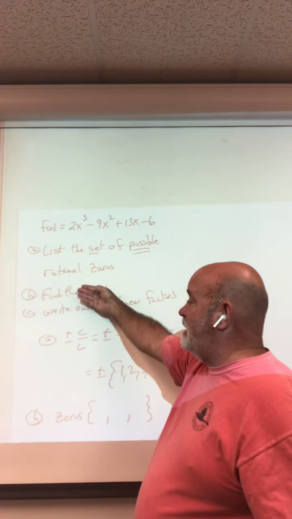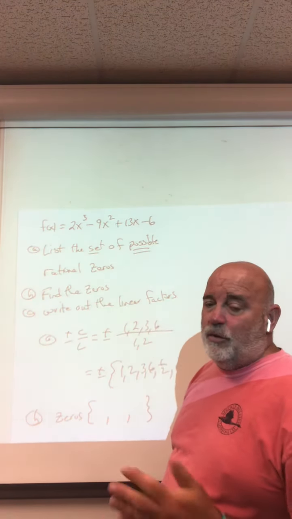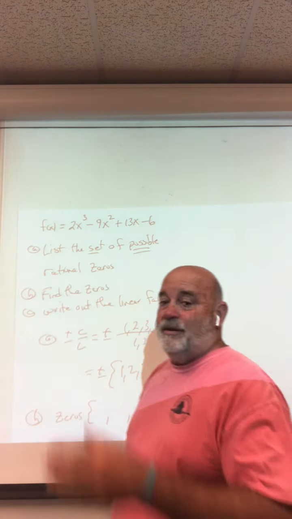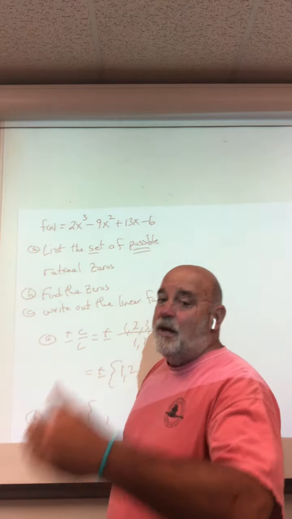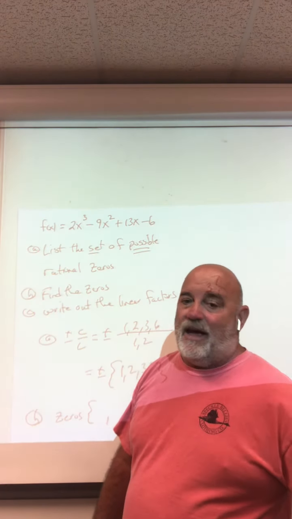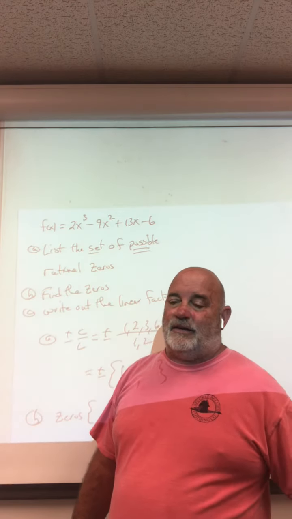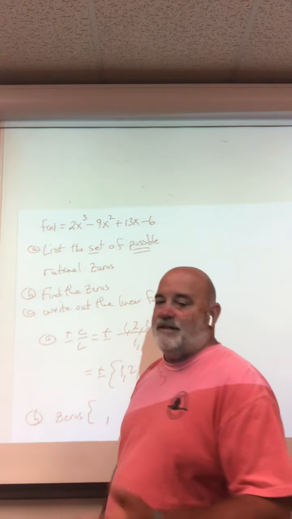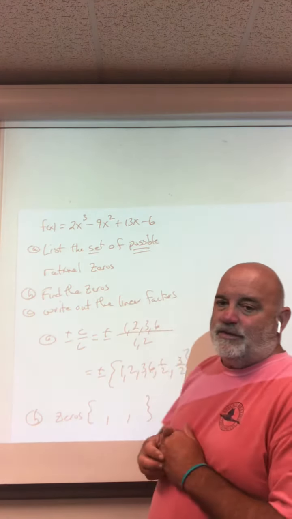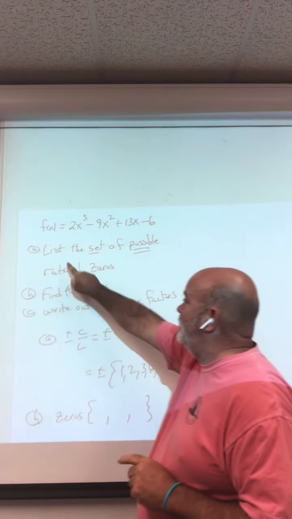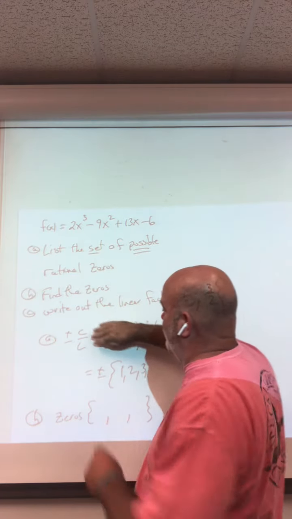Now, you can do the zeros or the factors first, either one, because you find them all at the same time. Remember, if 7 is a 0, x minus 7 is a factor. If x plus 8 is a factor, negative 8 is a 0. So you find the zeros and the factors at the exact same time. All right, so here we go. Let's do part A, the possible rational zeros.